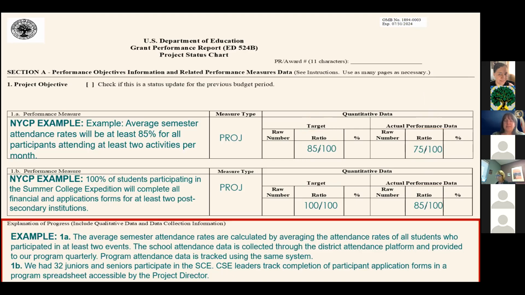Down below in our examples here, you can see that we've labeled these so that we know 1A corresponds with this first performance measure that we entered, and then we have some text related to 1B, which relates to the second project measure that we included. We talk in here a little bit about how that data was collected and how those numbers were calculated and what those ratios represent.